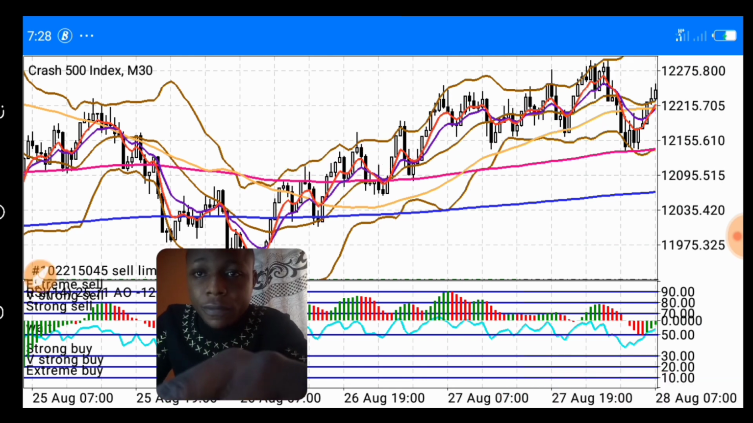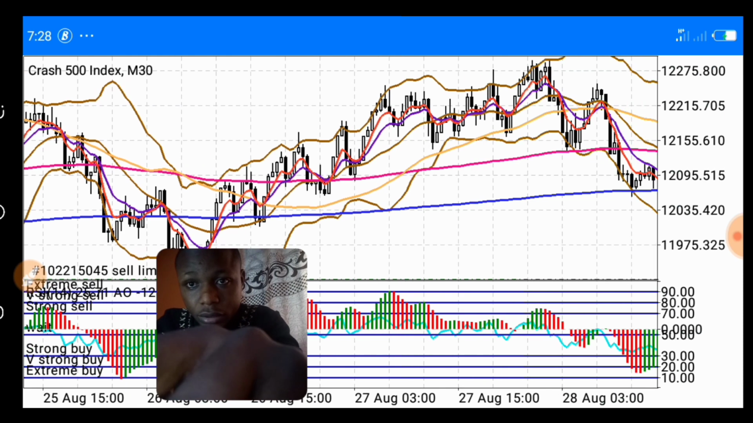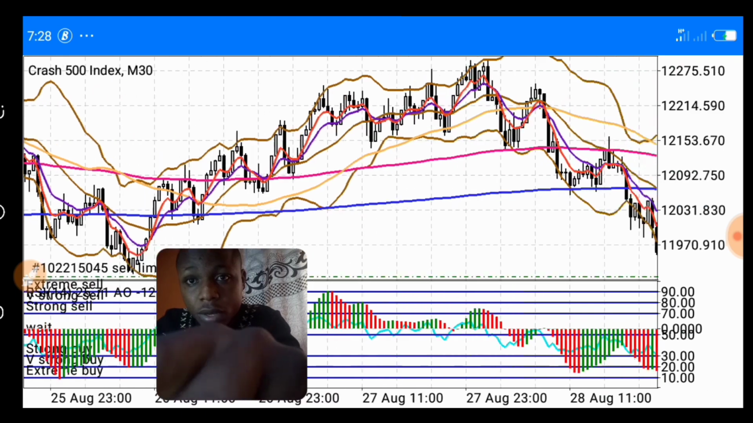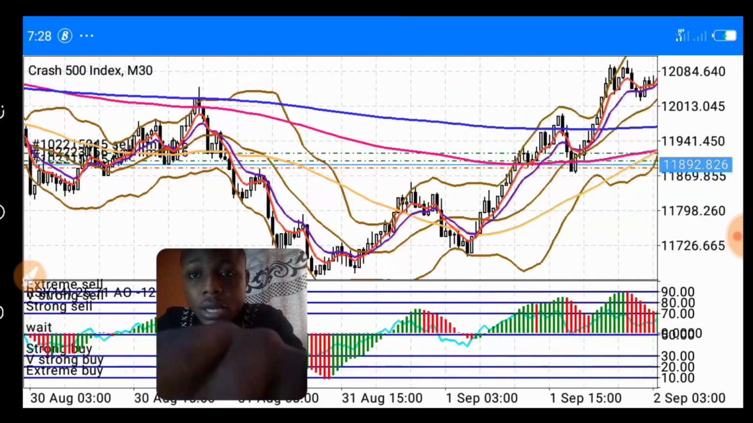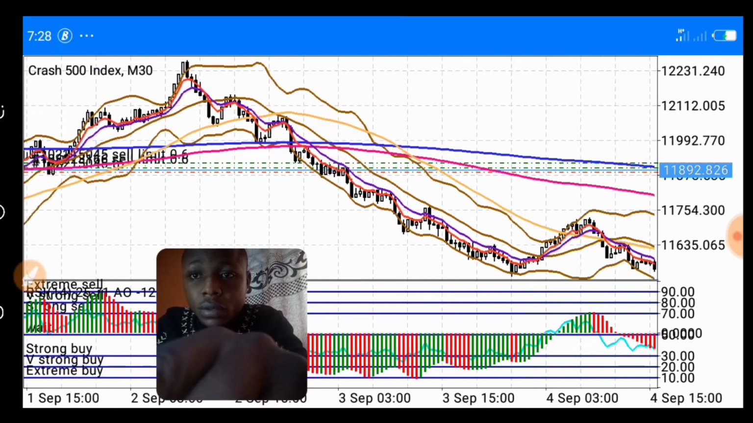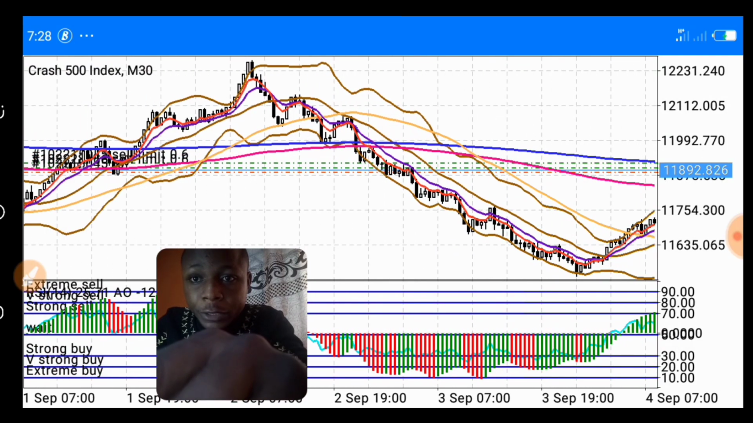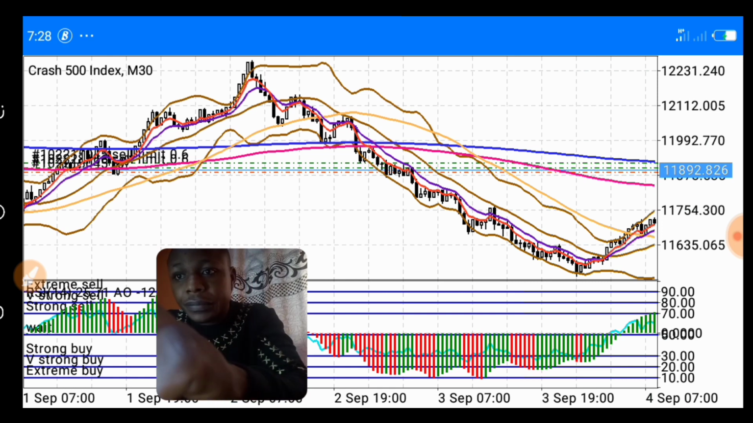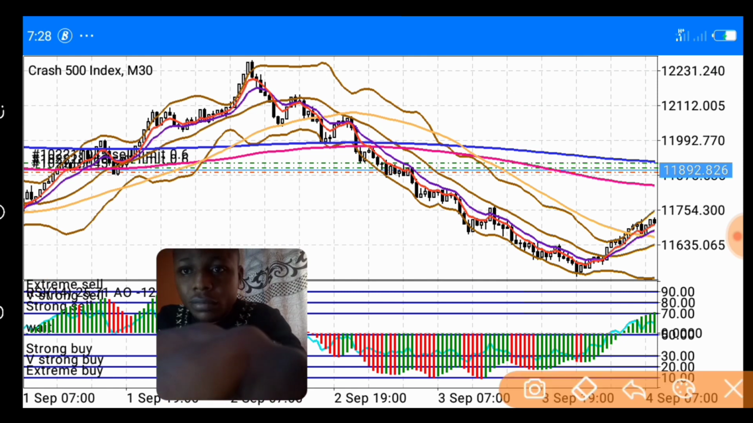Then we also have a strong trend. This is a strong downtrend or uptrend. Do you see it? So those are basically the two types of trends.